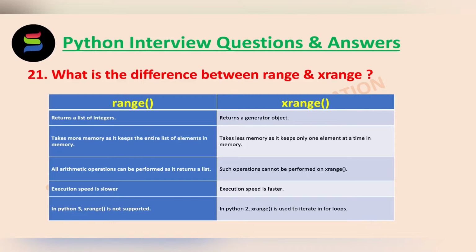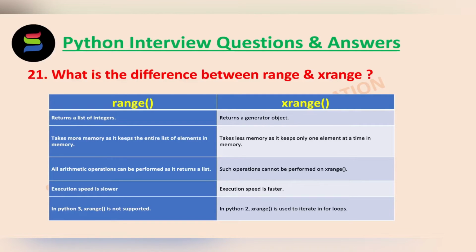All arithmetic operations can be performed as it returns a list. Such operations cannot be performed on xrange. What does that mean? As we know, the range function returns a list of integers. So, all the basic operations like addition, subtraction, multiplication can be performed on range function, but we cannot perform these operations on xrange function as the return type is object.